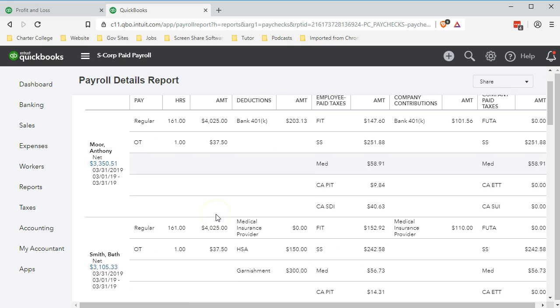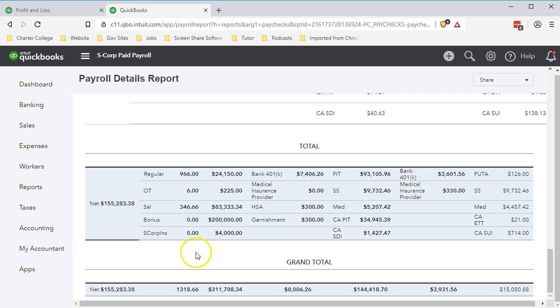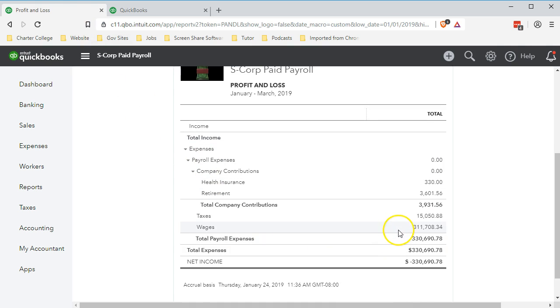This will give us a detailed check by check, and if we scroll down to the bottom of it, we'll get a summary report. This is going to be a summary breaking out the regular pay, the OT or overtime pay, the salary, the bonus, and then the S Corporation's 4,000 specific to an S Corp owner. All of these items are considered part of compensation in some way, according to this report, and those sum up to $311,708.34. If we go back to our profit and loss, we got that amount here at the $311,708.34. So this amount will be then the gross pay.